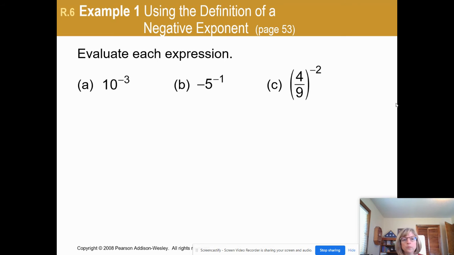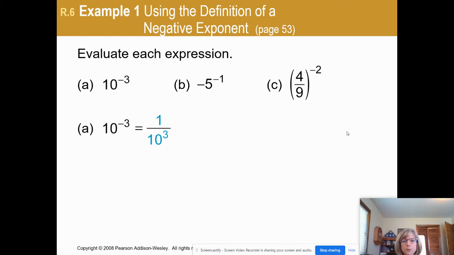This video will go over how to use the definition of a negative exponent to simplify an expression. So we have three examples up here. The first example, 10 to the negative third, we're going to apply the definition of a negative exponent. A negative exponent says to take the reciprocal of the expression and simplify if possible. So 10 to the negative third is going to be the same as 1 over 10 to the positive 3.